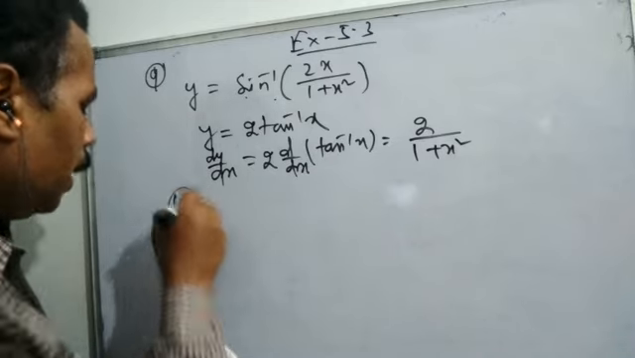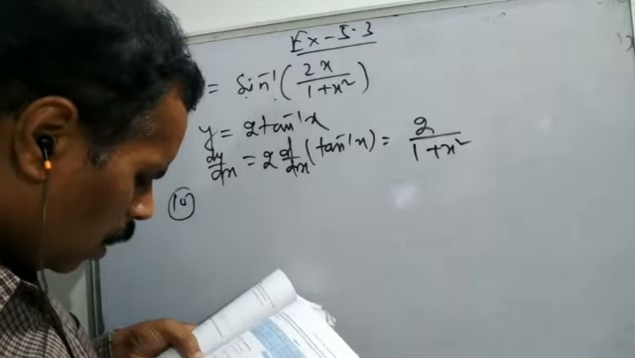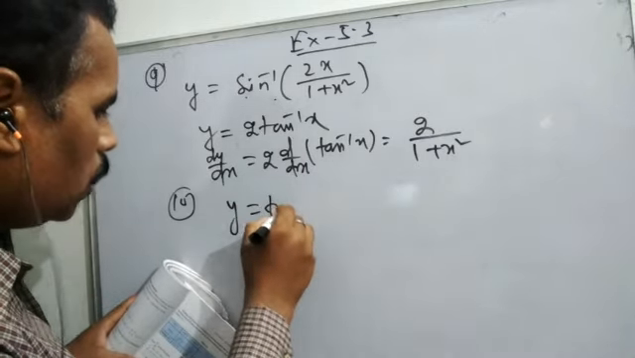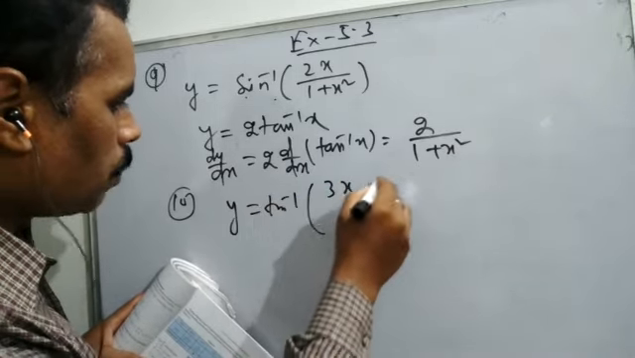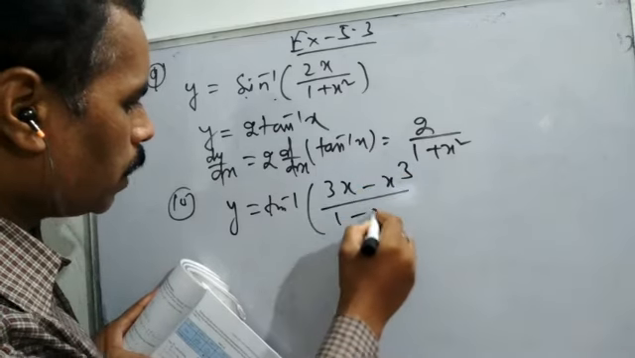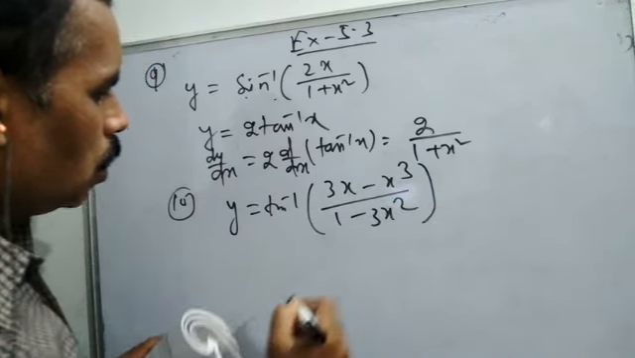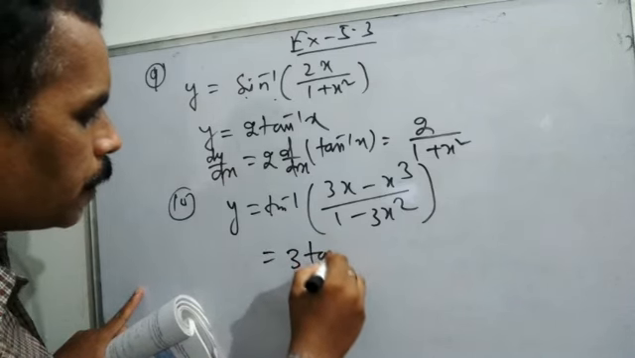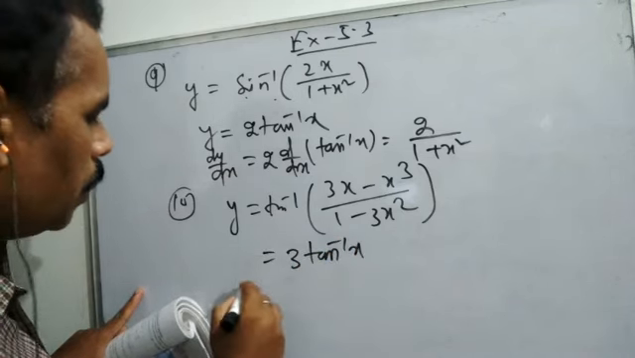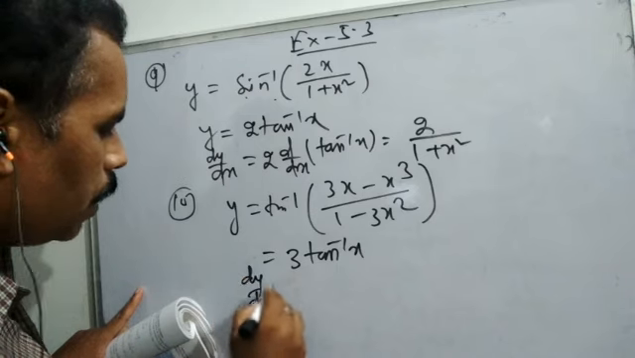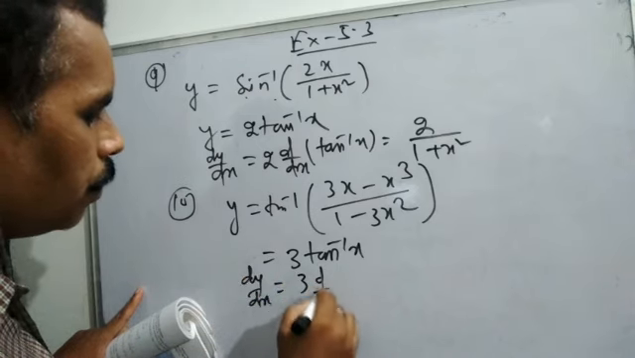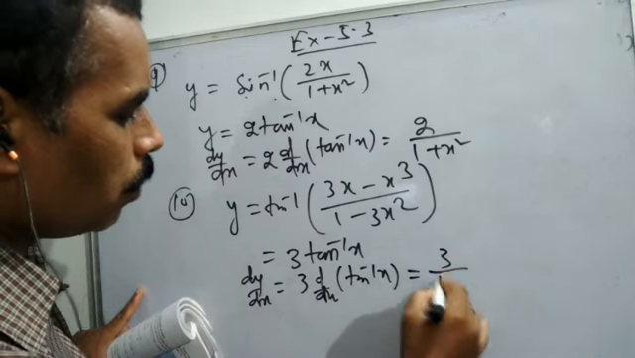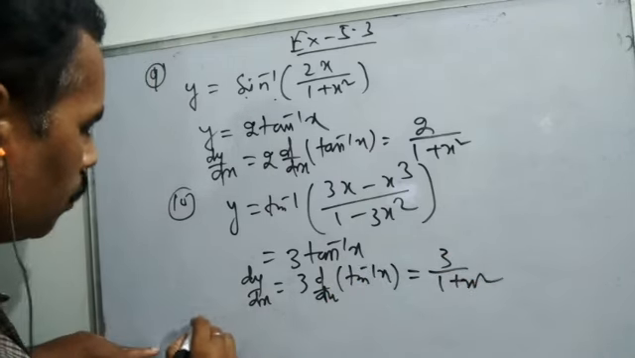Question number 10. y is equal to tan inverse 3x minus x cube by 1 minus 3x square. We recall that this formula is 3 tan inverse x. Then we can find the derivative easily: 3 times the derivative of tan inverse x, which will be 3 by 1 plus x square.